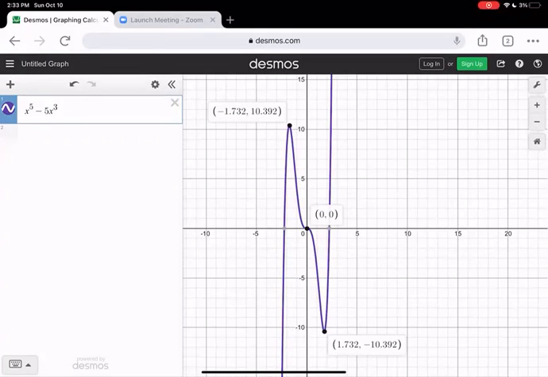So I encourage you to please graph this on your own so you can see this behavior and become more familiar with graphing. And also draw a little sketch of this graph on your notes so that you can refer to it later.